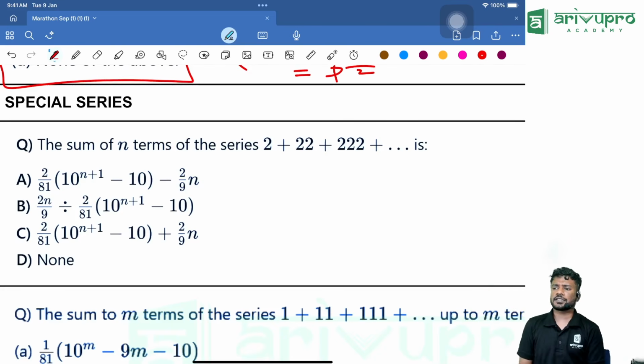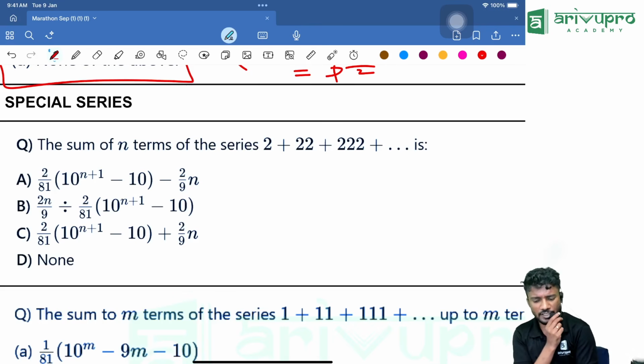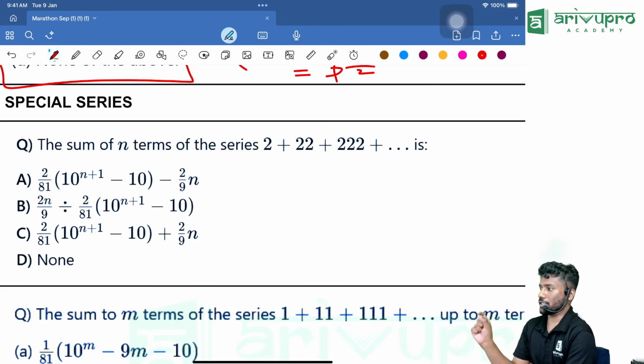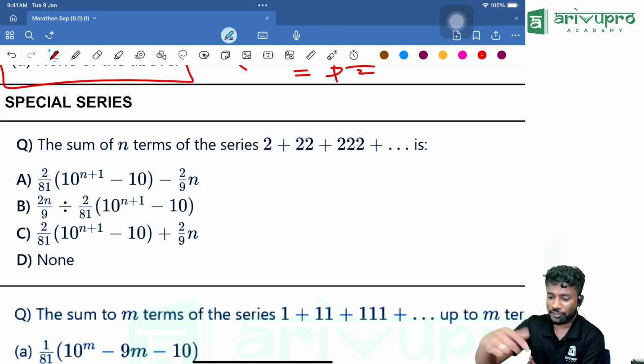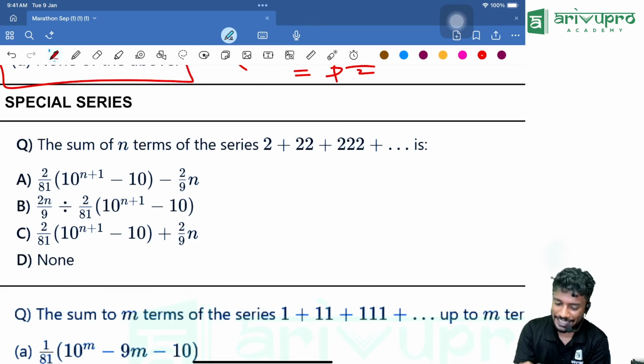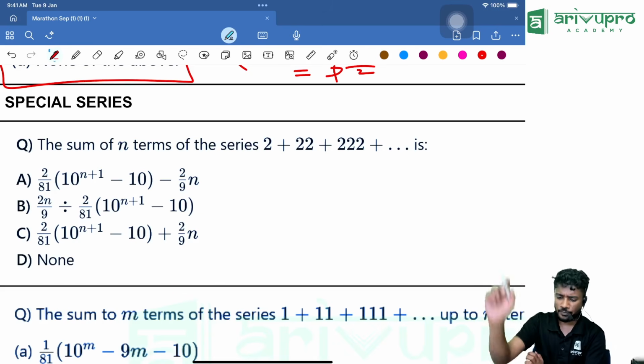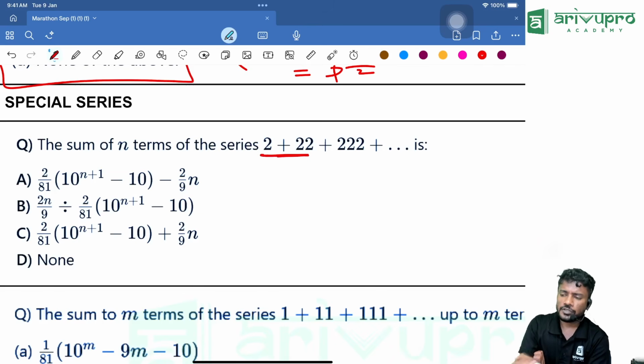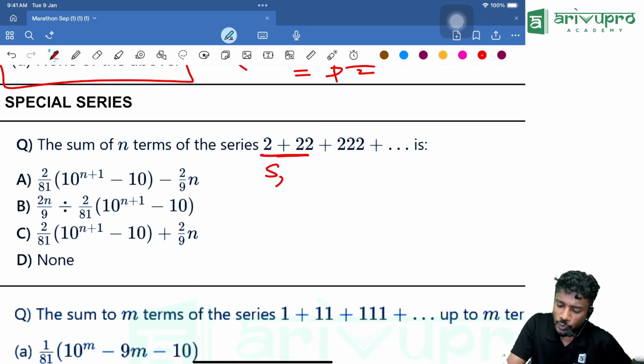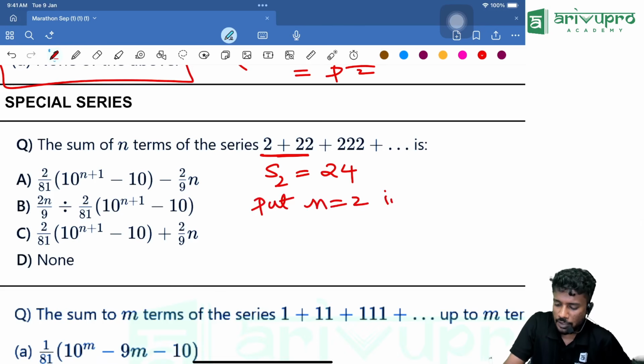Now for this method, do you remember? Here they are asking for sum of n terms. The first question we discussed from arithmetic progression was the nth term they were asking. That time I told you that we will come back to the same question again. But here what is the case? Sum of n terms. People, can I ask you one question? What is the sum of first two terms? So, S2 is how much? 24. Now, substitute, put n is equal to 2 in the options and check which option is giving us the answer.